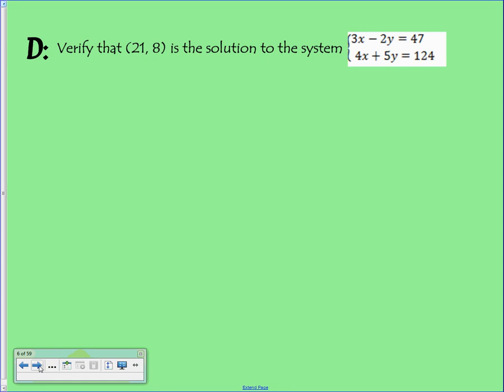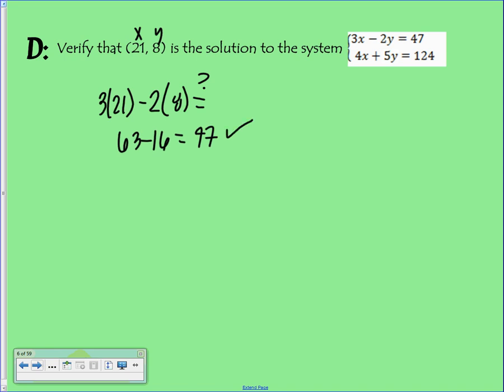We might be asked to verify that 21, 8 is the solution to that system. So remembering that an ordered pair is x, y, I can plug in 21 for x in my first equation. So 3 times 21 minus 2 times 8. And the question is, what does that equal? Well, that's going to give me 63 minus 16, which will give me 47, which is what it's supposed to. So I know that it works in my first equation.